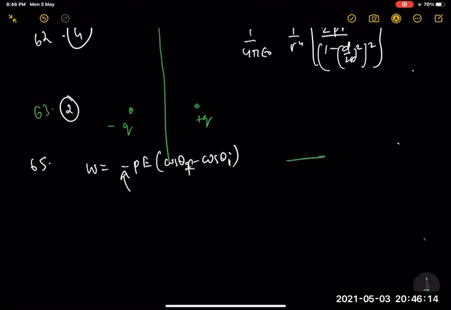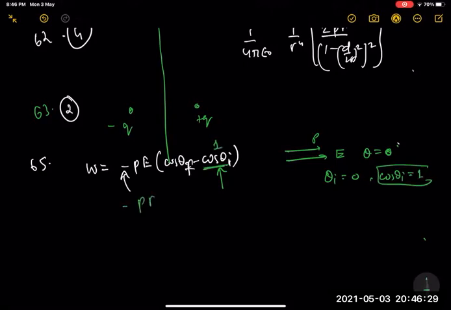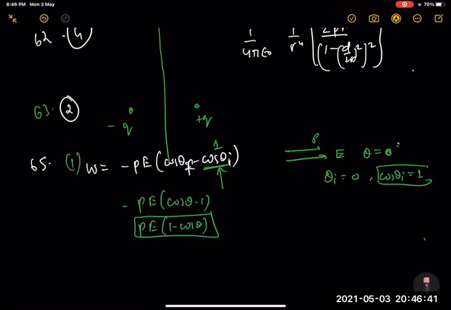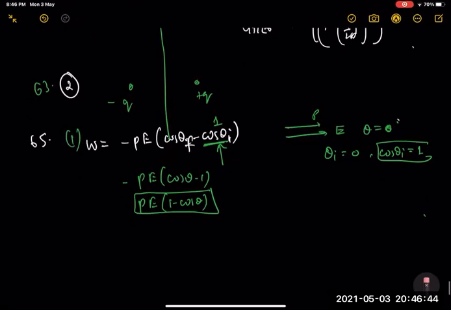And when p is in line with E, theta is 0. If theta initial is 0, then cos theta initial is 1. So you have minus pE, cos theta minus 1, which becomes pE times 1 minus cos theta. So this is the answer. Even if the minus is there or not, the answer is the same. pE(1 minus cos theta).